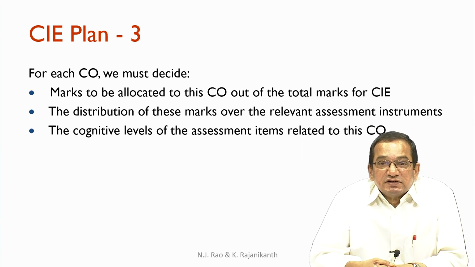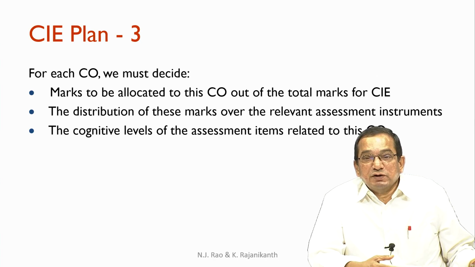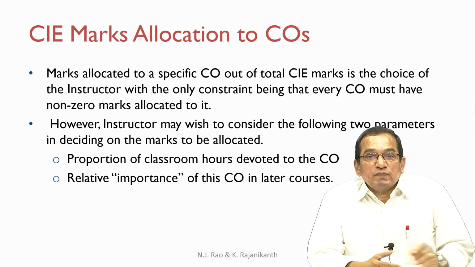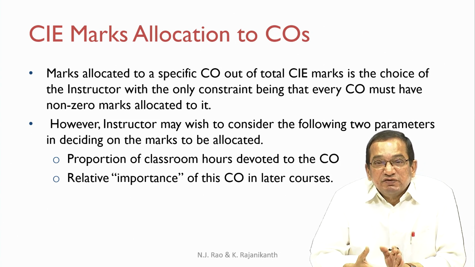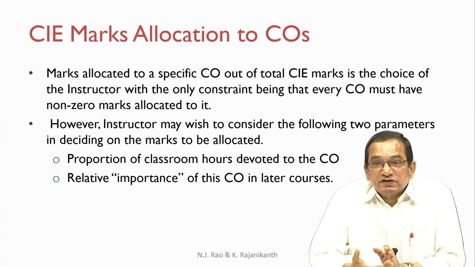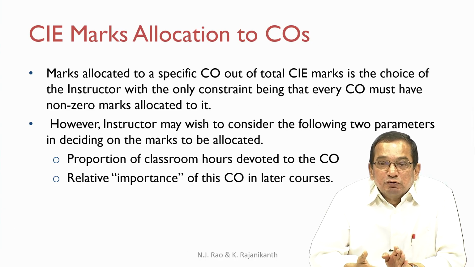Then the cognitive levels of the assessment items related to this CO. This we will discuss again in detail, but we have to decide on the cognitive levels of the assessment items related to this CO. So, the first is marks allocation. Marks allocated to a specific CO out of the total CIE marks obviously is the choice of the instructor. The only constraint is that every CO must be assessed, which means that non-zero marks must be allocated to every CO. Beyond that, it is the instructor's choice.